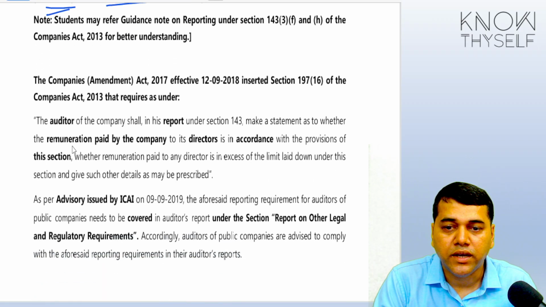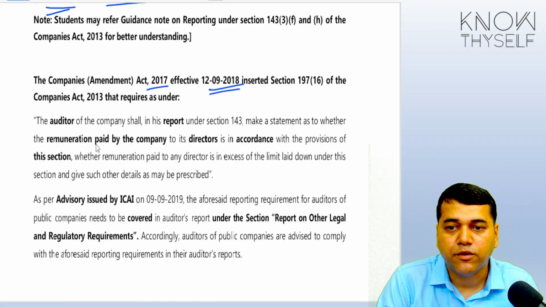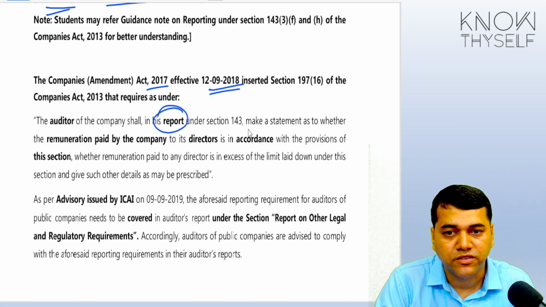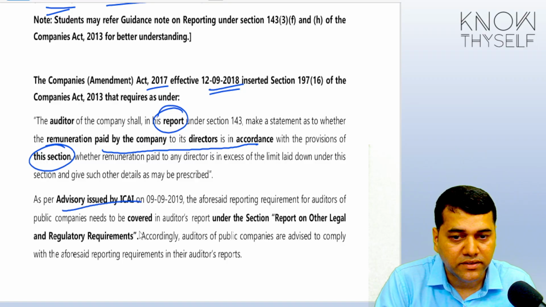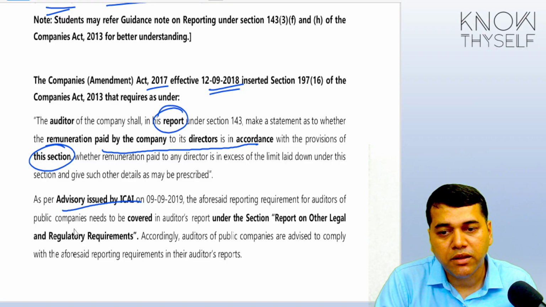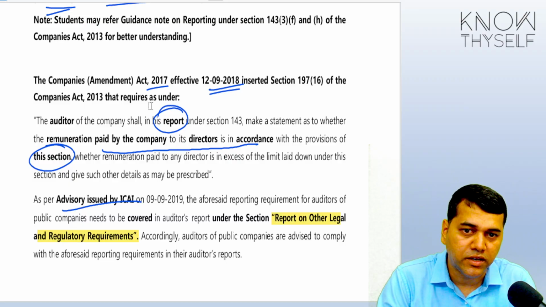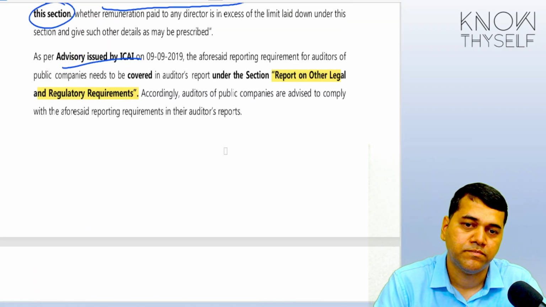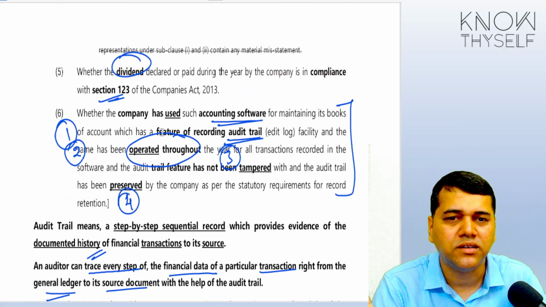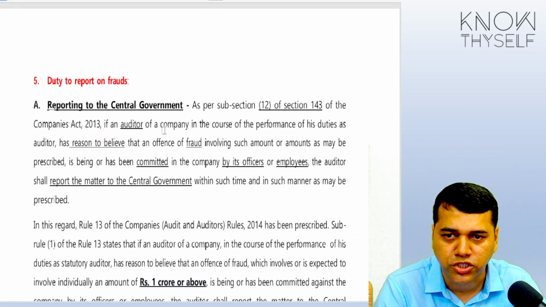Now, the Companies Amendment Act 2017, effective from 12/9/2018, requires that the auditor of a company shall report under section 143 whether the remuneration paid by the company to the directors is according to this section. Now, an advisory has been issued by ICAI that the reporting requirement for the auditor of a company needs to be covered under the head report on other legal and regulatory requirements. That means whatever things we are talking about above should be covered under report on other legal and regulatory requirements. Yes, so you may have to just remember. I think in intermediate also you have had this. Okay, you have studied. We will move on. There are no questions on this.